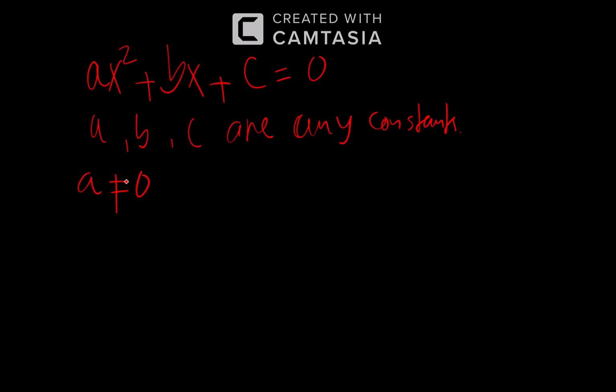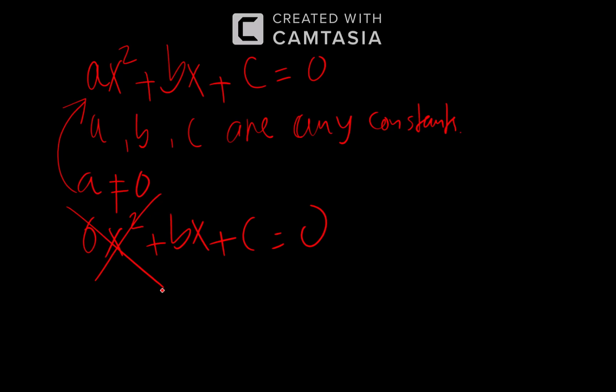It means a can never be equal to 0, because if we put a equal to 0 here, it converts from the quadratic to the linear equation. If a equals 0, we have 0 times x squared plus bx plus c equal to 0. So here we omit it, and what remains is bx plus c equals 0. This is a linear equation. So now our general form of the quadratic equation is ax squared plus bx plus c equal to 0.